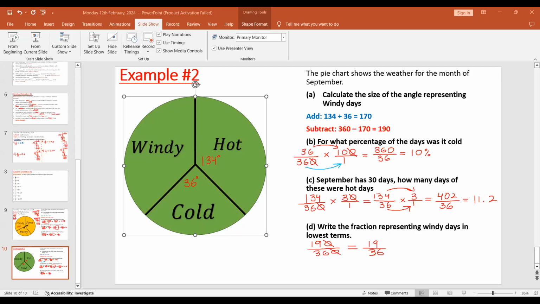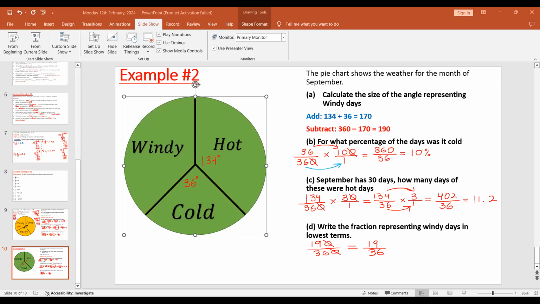Yes, sir. For A, it says calculate the size of the angle representing windy days. In order to get the answer, we have to use the angles we already have, which are 134 degrees for hot and 36 degrees for cold. First, we add, and that gives us 170. Then we subtract 170 from 360, since that's the total of the circle, leaving us with 190. Okay, good. Moving right along.